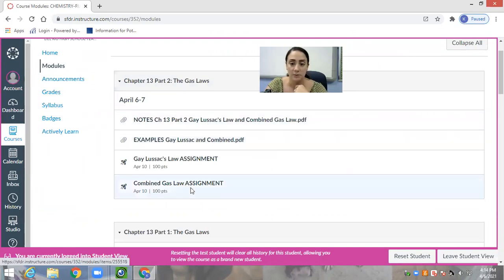Then you have 2 assignments. So you have Gay-Lussac's Law, which is 5 questions. You have 2 tries on that. It's due on Saturday at 5 p.m. Same with the Combined Gas Law. 5 questions, 2 tries, and due on Saturday at 5 p.m. Okay, so make sure that you work through both of these.